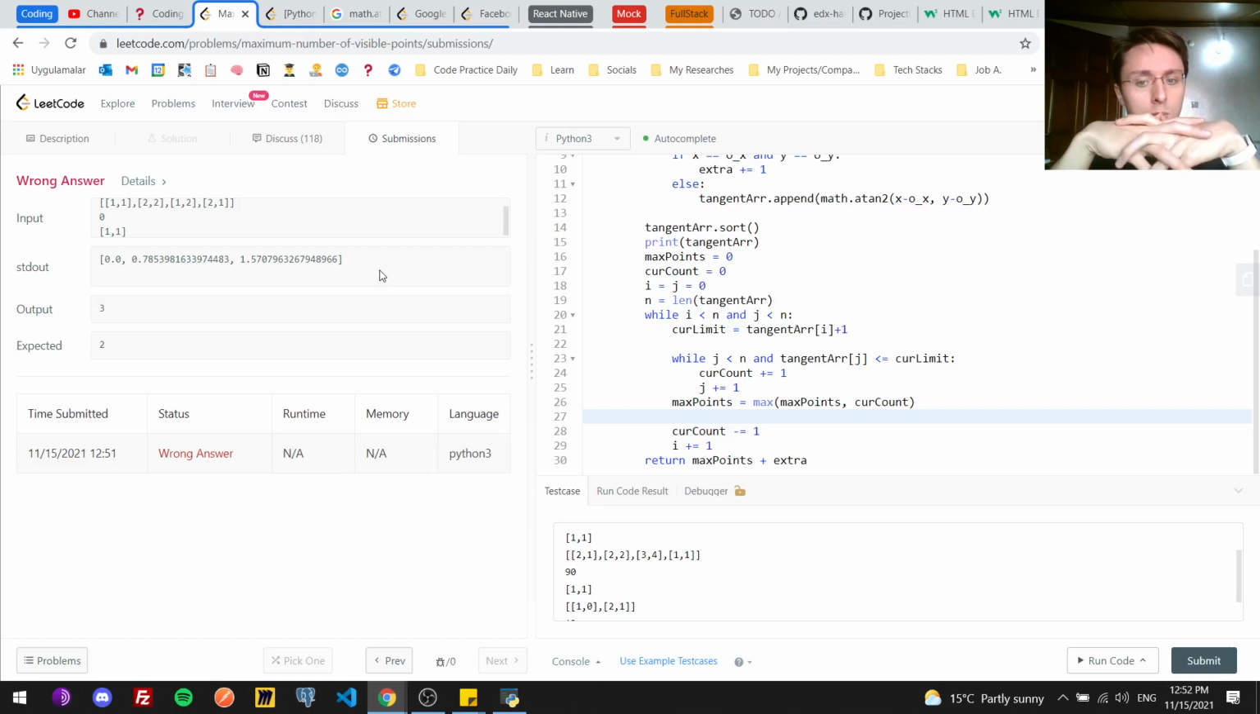Okay, I guess my limit is wrong. If my angle is 0, then it is of course 0 0 2 2.